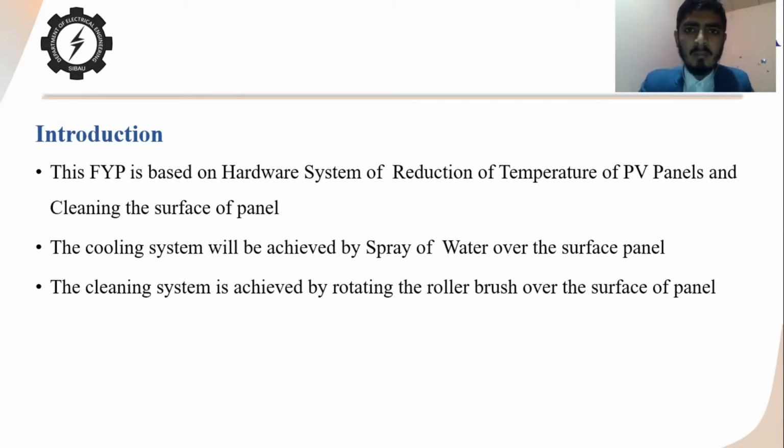The cooling system will be achieved by the spray of water. It means when we spray water over the surface of the panel, there will be cooling of the PV panel. And the cleaning system is achieved by rotating the roller brush. It means whenever the roller brush rotates over the surface of the panel, it will clean the dust from the panel. So the cleaning system will be achieved by rotating the roller brush over the surface of the panel.